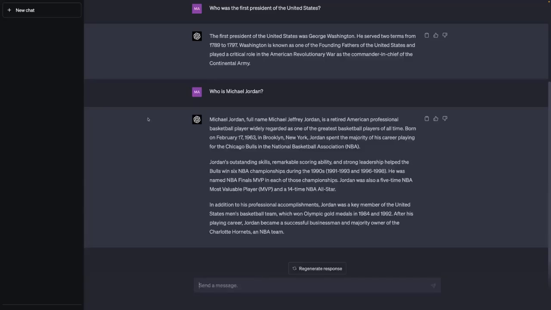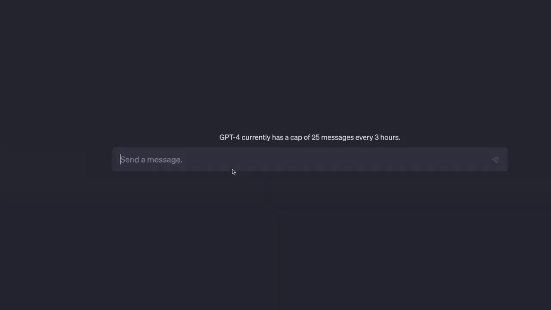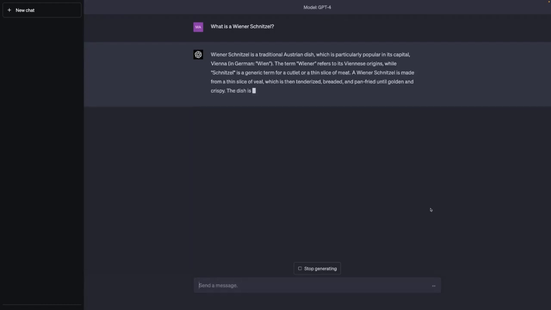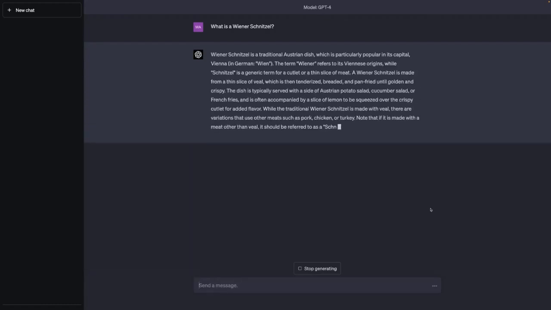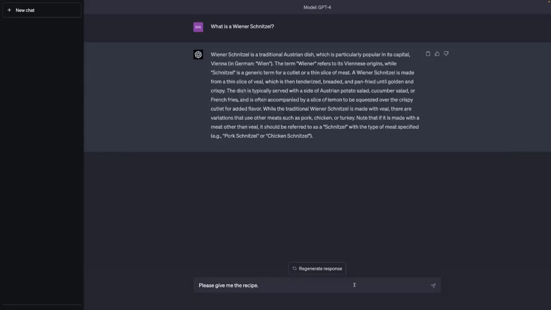So I'll add a new chat for this. I could also add it in this chat here, but to keep things structured, I'll use a new chat. And now we ask what the schnitzel is, and no big surprise, ChatGPT tells us about the Austrian dish and gives us some more facts about the schnitzel. And now with our next prompt, please give me the recipe, we initiate this conversation-like style with ChatGPT.